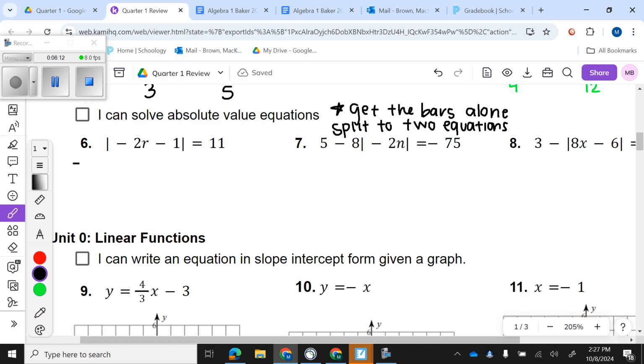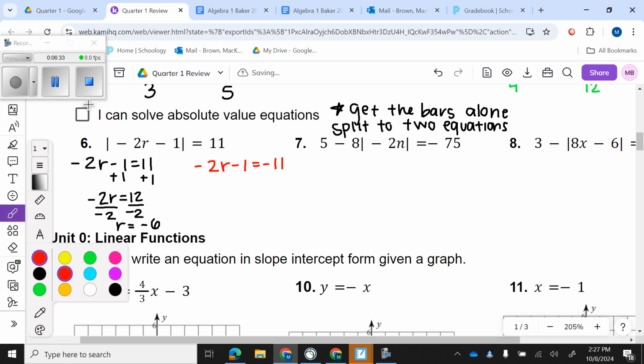So I'm going to set negative 2r minus 1 equal to positive 11. And then I'm going to set negative 2r minus 1 equal to negative 11. Okay, over here I'm going to add 1 to both sides. Negative 2r equals 12. Divide both sides by a negative 2. I'm going to get r equals negative 6.